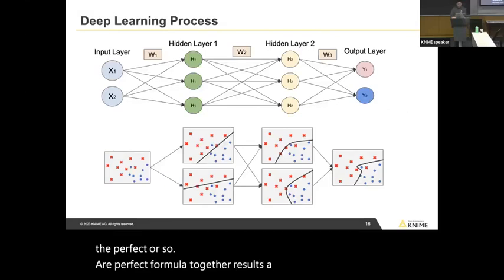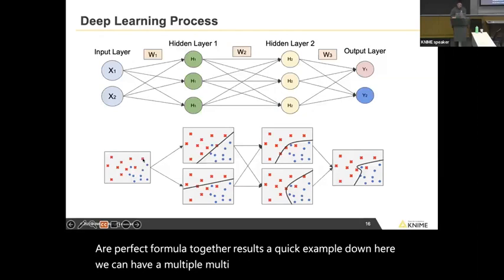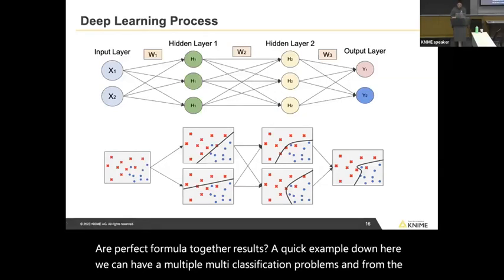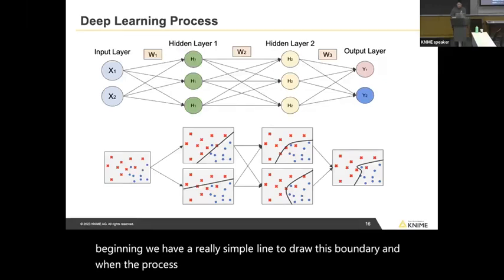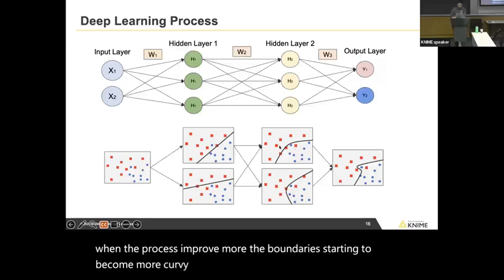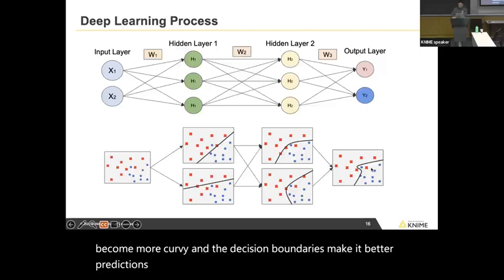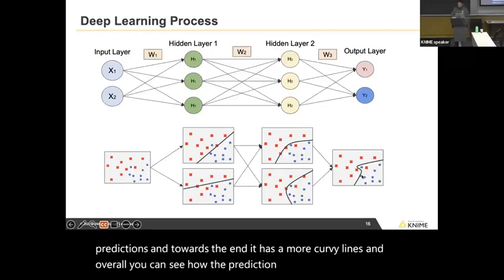A quick example down here, we can have a multi-classification problems. And from the beginning, we have a really simple line to draw this boundary. And when the process improves more, the boundaries starting to become more curvy, and the decision boundaries make it better predictions. And towards the end, it has a more curvy lines, and overall, you can see how the prediction can improve overall.